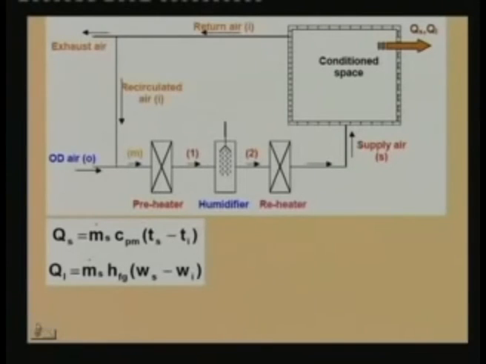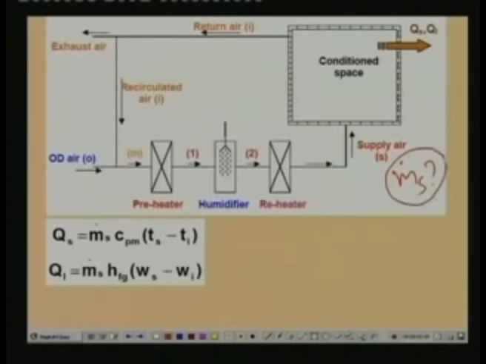For example, I want to find out what should be the supply air flow rate. Okay, what should be the supply air flow rate m dot s. Then what I do is I take a control volume across the conditioned space, and suppose from load calculations I know the rate at which sensible heat is being lost from the building and the rate at which latent heat is being lost from the building. I know Qs and Ql.